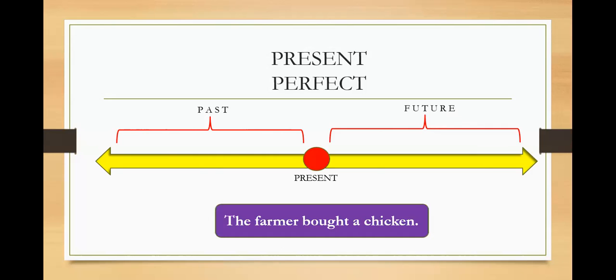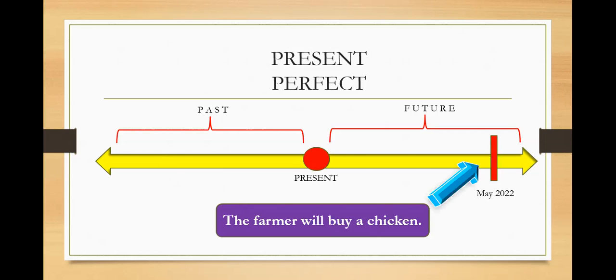If we mention something in simple past, we give a sentence in simple past, such as in the example, the farmer bought a chicken, well, that would be a very specific time in the past. It's finished. It's an action that is finished in the past at a specific point, okay? Now, just as a reference, if we say the farmer will buy a chicken, well, that's going to be in the future, correct? A specific time in the future. For example, in May of 2022.